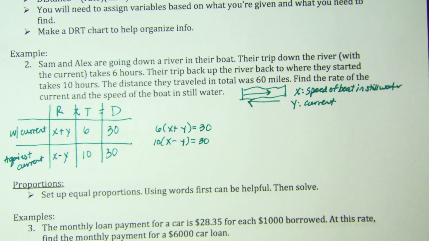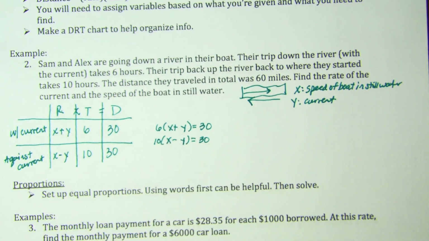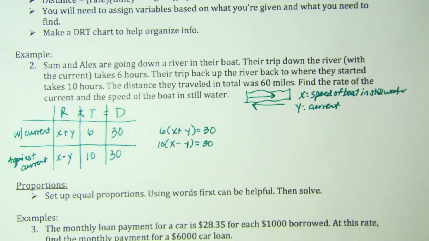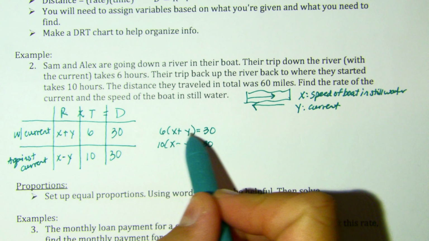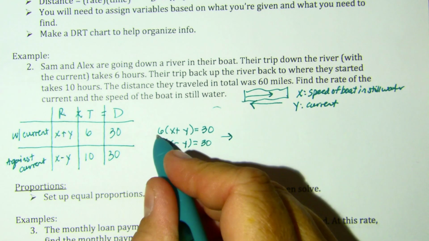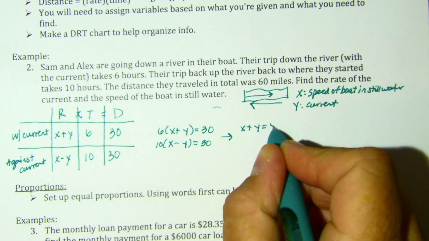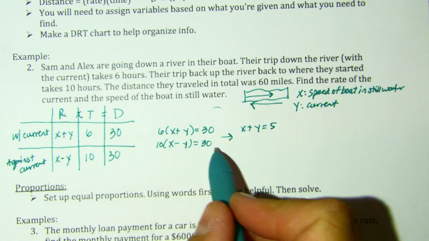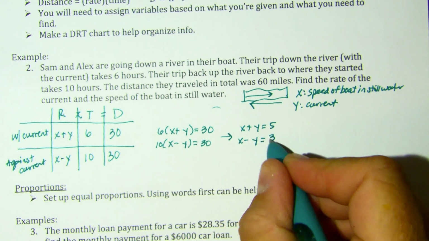So often with problems like this, when it's set up like this, I see students just immediately distribute, and that's actually not what's easiest here. Rather than distributing, what I'm actually going to do is divide both sides by 6 to get rid of that 6. 30 divided by 6 is 5. And here, dividing both sides by 10, I have x - y is equal to 3.